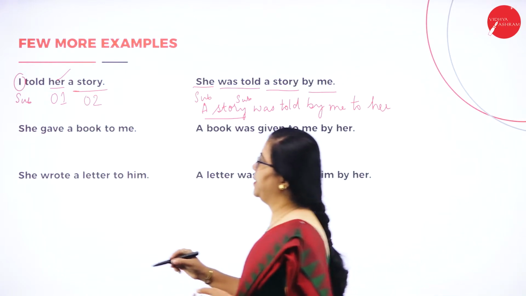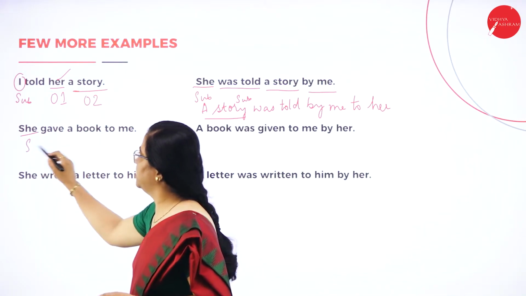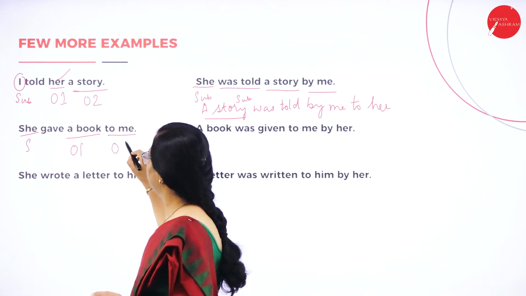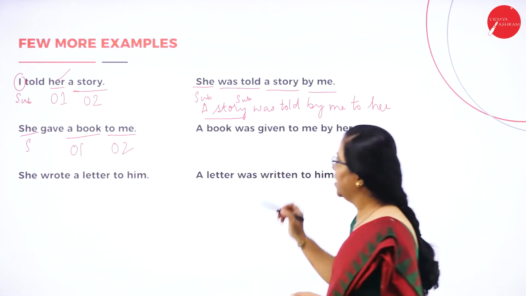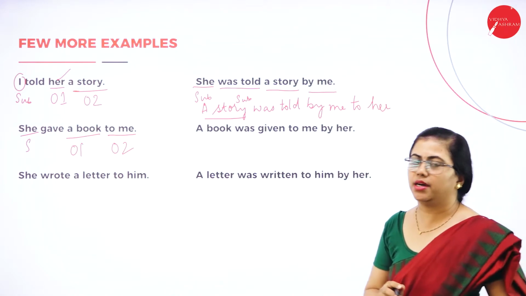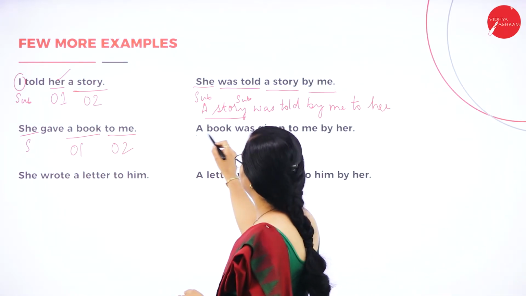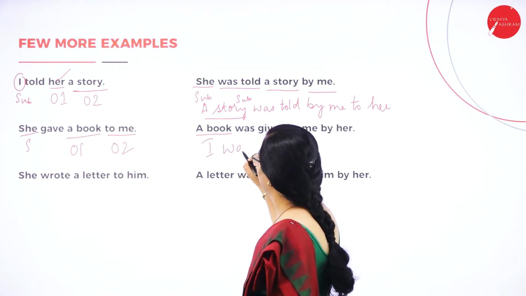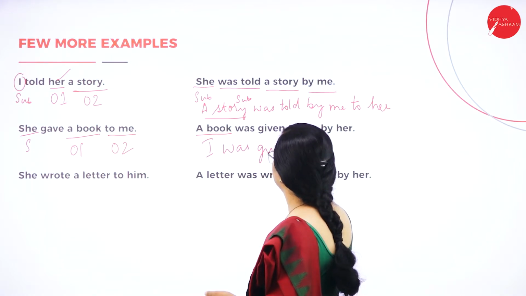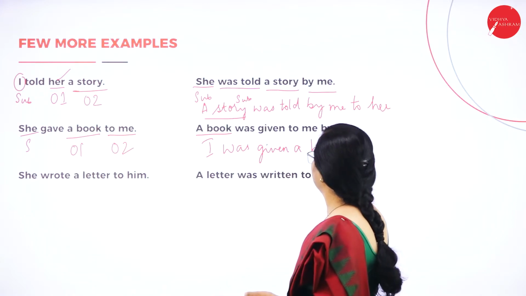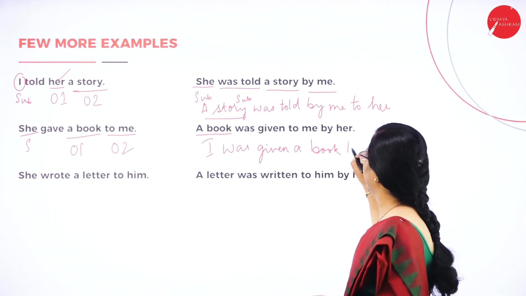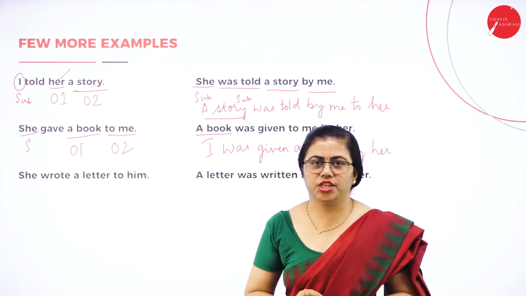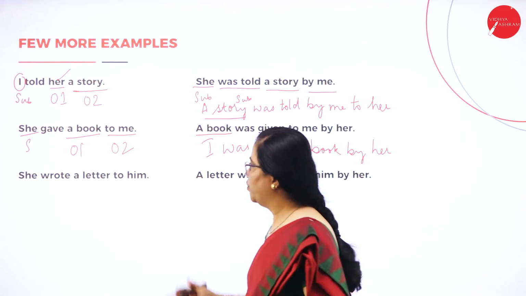Again, another example, let us see. So she is the subject here. Book is object 1. To me is object 2. A book was given to me by her. That is one part. This is object 1 that becomes the subject. Or you can also write, I was given a book by her. So this is another way of changing it. Okay. So one more example.